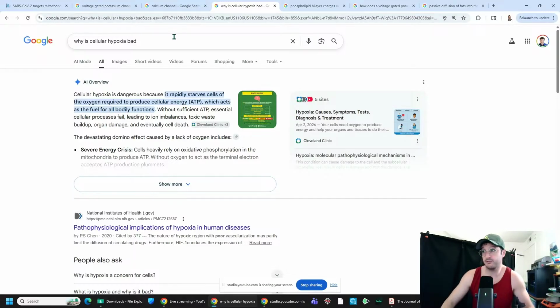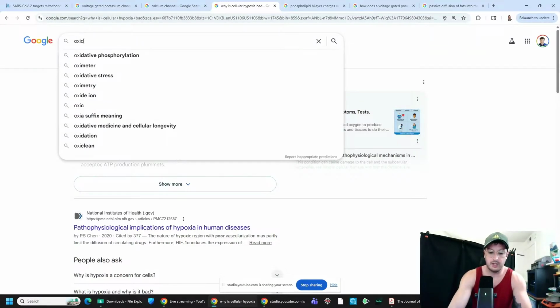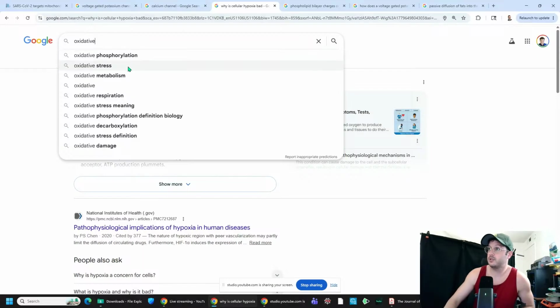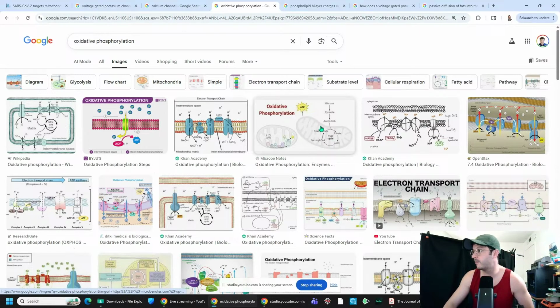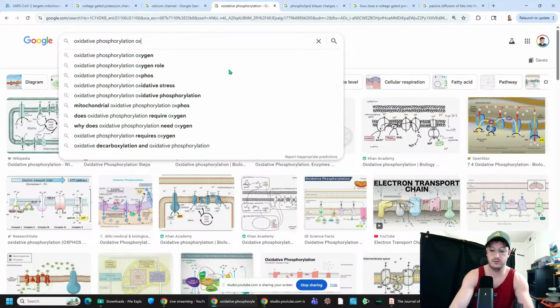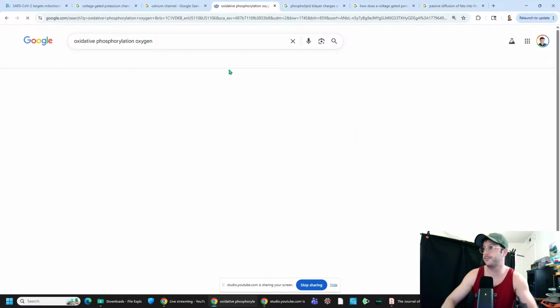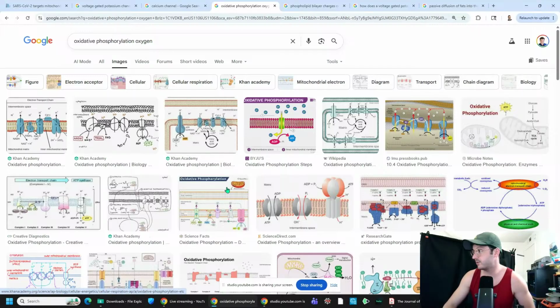Here, we have a computer. I can show you oxidative phosphorylation. I just want to have something that has the figures to show you.